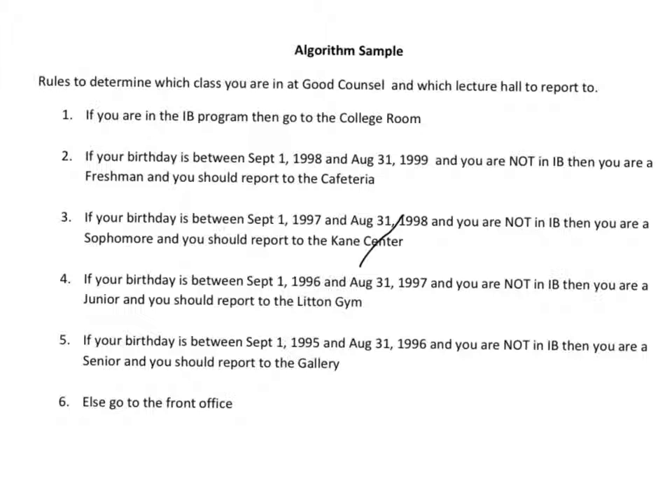Next one, if your birthday is between September 1st, 97 and 98, and you're not in IB, then you're a sophomore, and you should report to the Kane Center. Next rule, if your birthday is between September 1, 96 and 97, you get the point, rule after rule. If you get to the end and you're not in any of those categories, it says go to the front desk, front office. All right, so do you see how it's just a simple set of rules telling everybody where to go? Simple set of instructions.